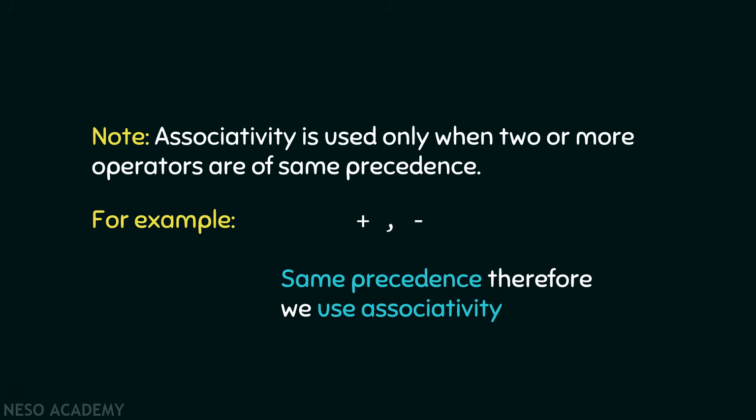Suppose we have an expression like a plus b minus c. In that case, the addition is going to be performed first because it is on the leftmost side. And we know that the associativity for addition and subtraction is from left to right. Therefore, the leftmost symbol, which is addition, is going to be performed first and then the subtraction.